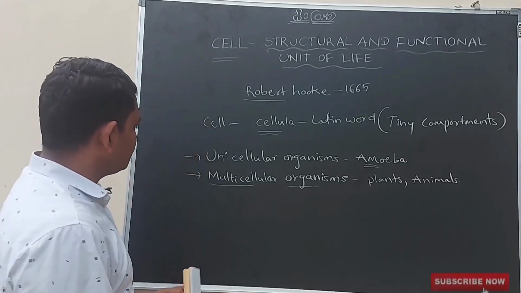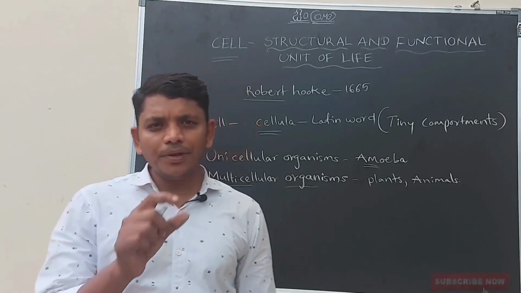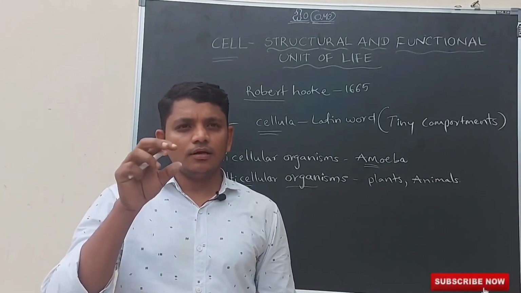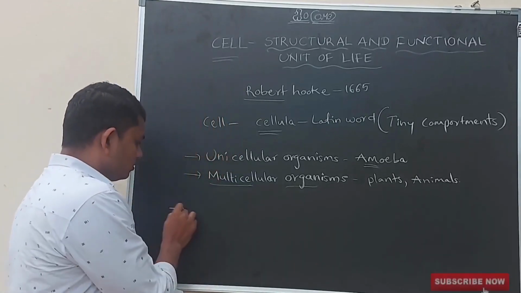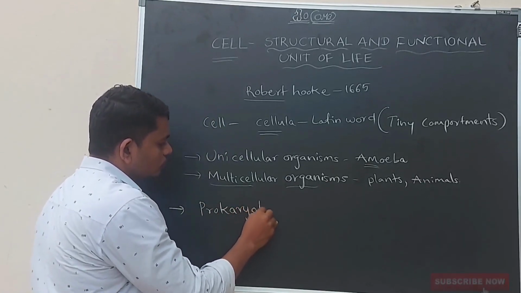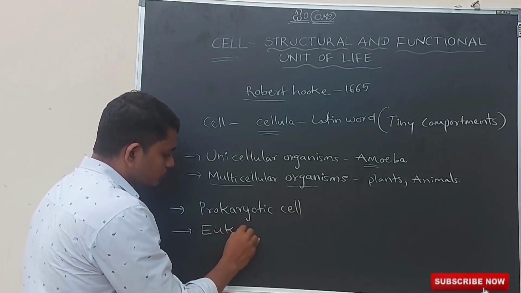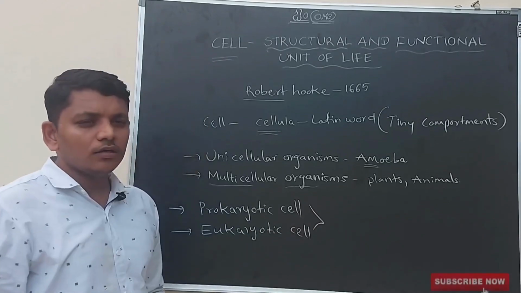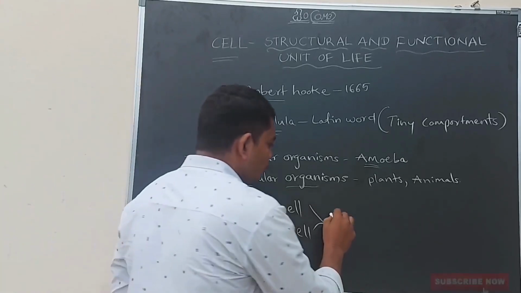Okay. Next, let us discuss the types of cells, on the basis of the nucleus present in the cell. On the basis of the presence of the nucleus in the cell, cells are of 2 types. The first one is the prokaryotic cell and the second is the eukaryotic cell. These two are classified on the basis of the presence of the nucleus in the cell.